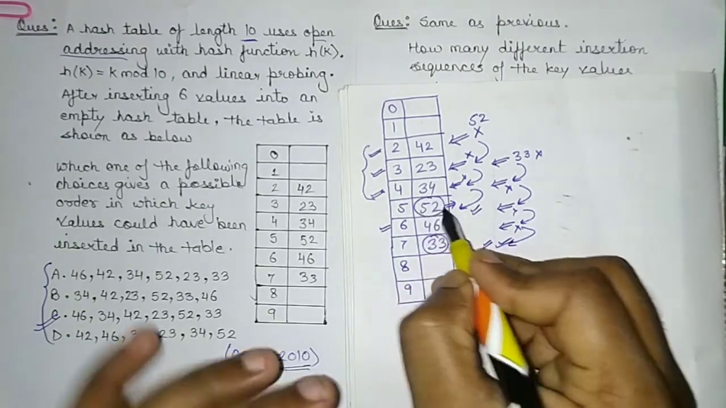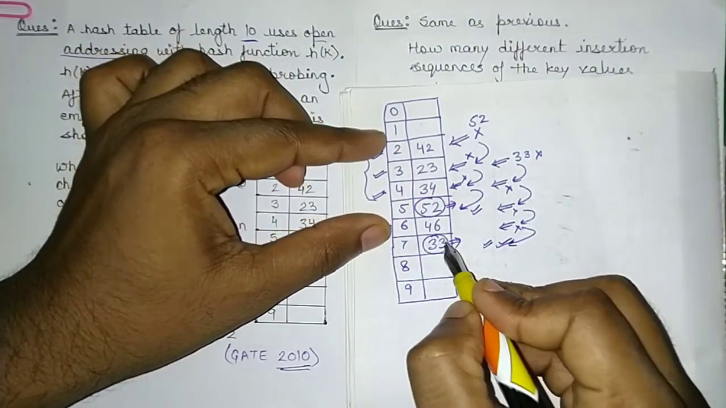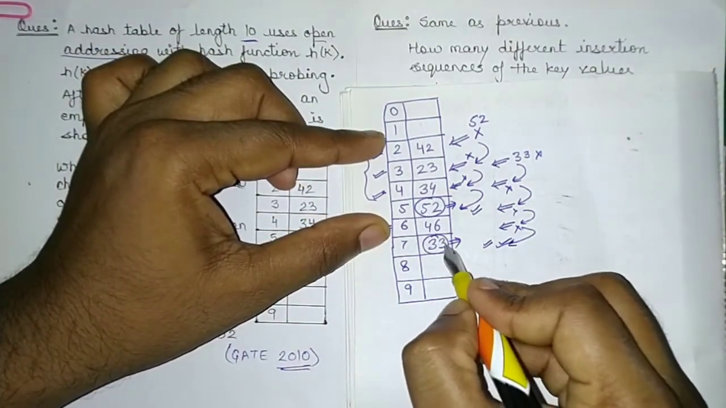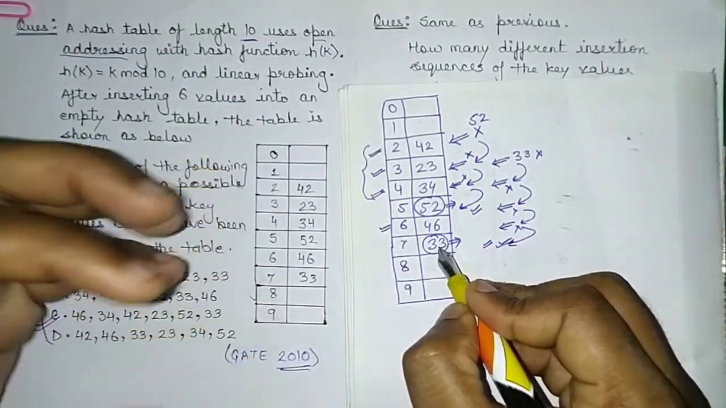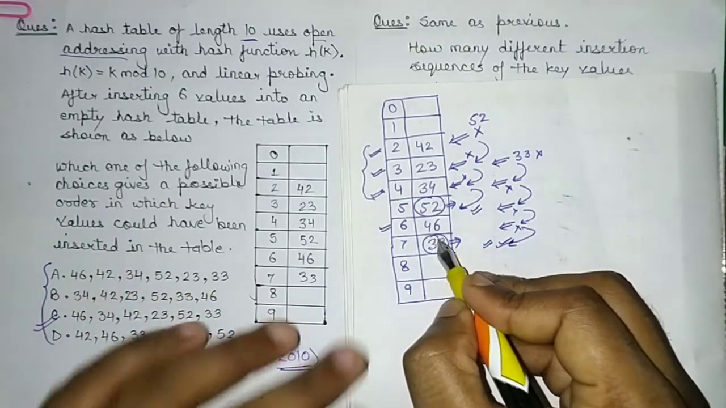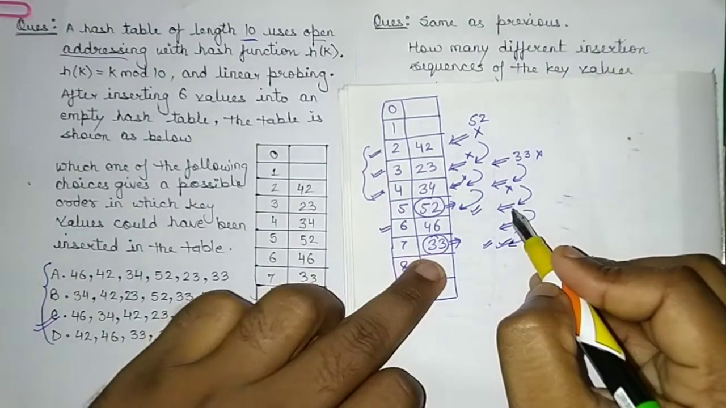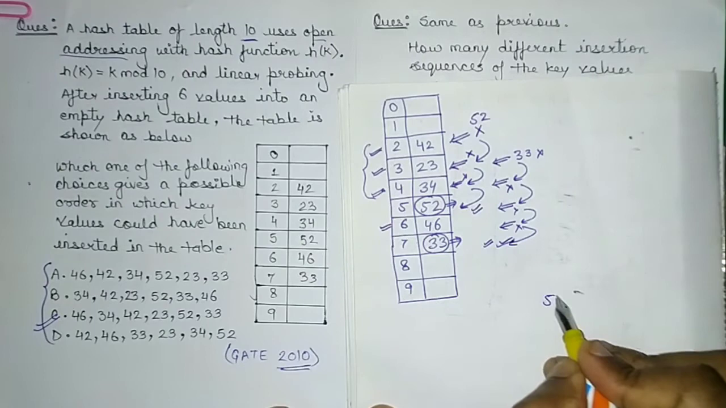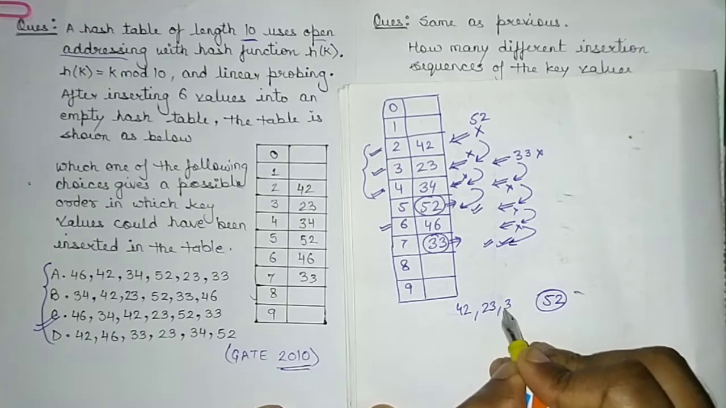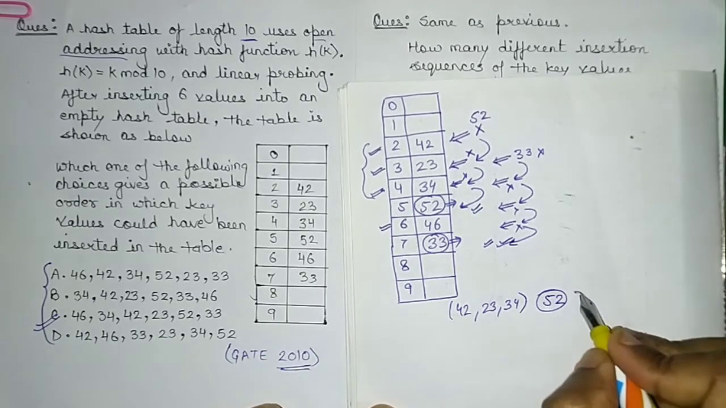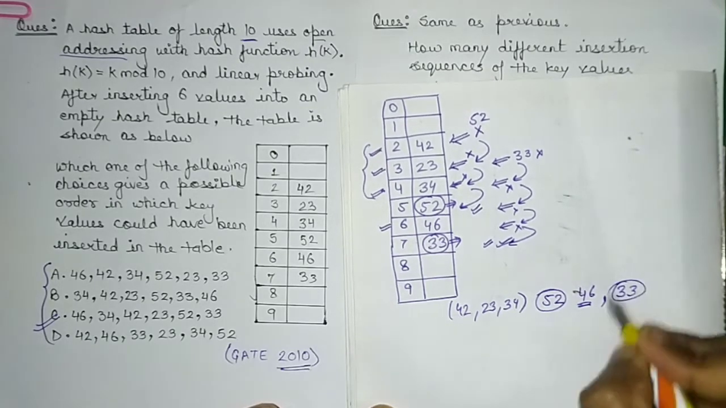This 52 has to be inserted after these 3 values, while this 33 has to be inserted after all these values, because if you insert this 33 before any other values, it will be filled in a particular slot which is available earlier, because there it will not be a collision if we insert it earlier. So this 52 has to be after 42, 23 and 34, right? Then 46 can be inserted in any order, but this 33 has to be at the end.